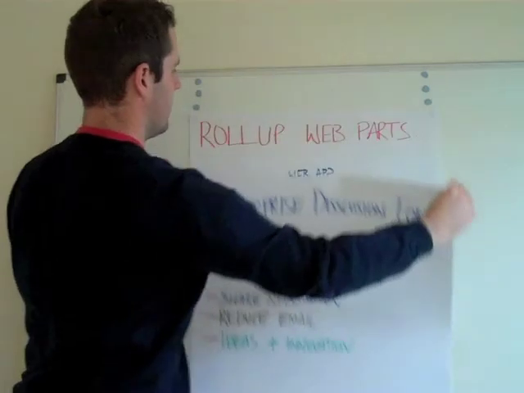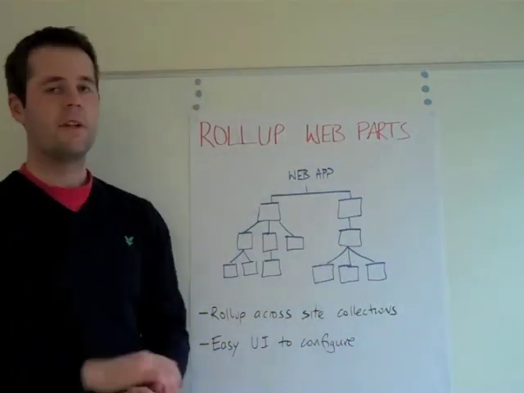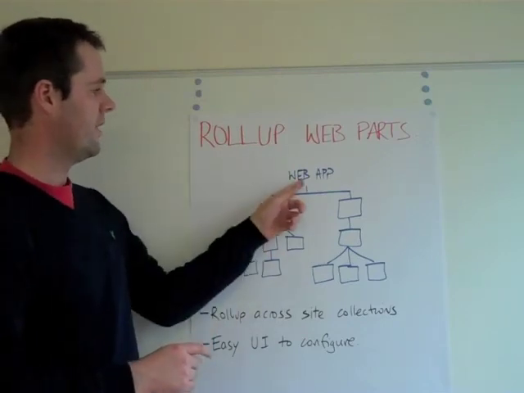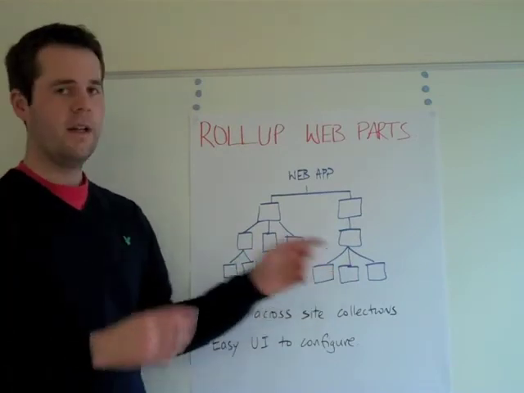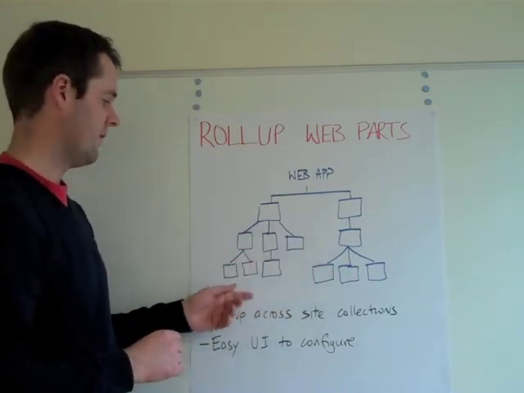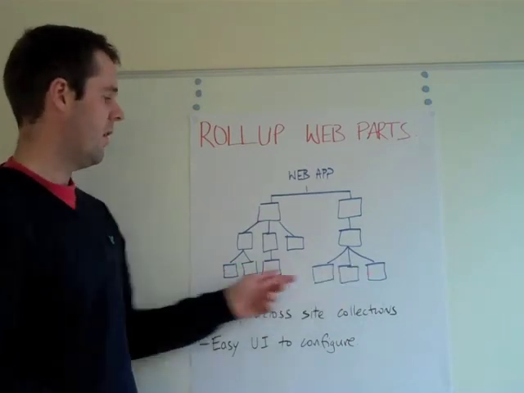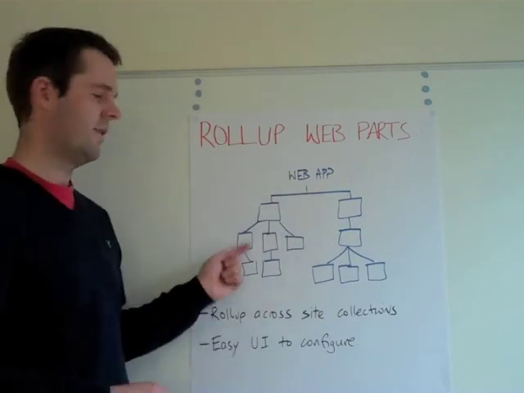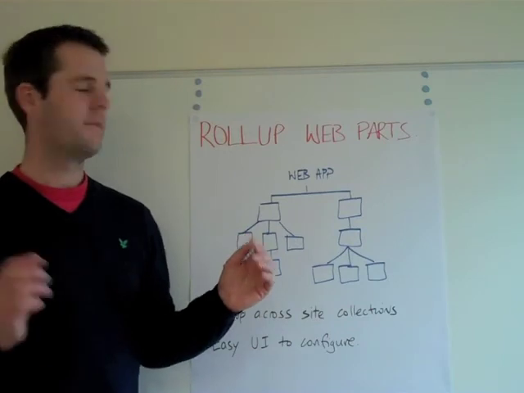The final category of products I wanted to mention are our roll-up web parts. So pretty similar to how we discussed the permissions. Within a web application you can have multiple site collections that each have different subsites in, and these can layer down many levels. If you've got tasks or documents across all these different subsites and site collections, you don't want to have to navigate to each individual place to find out what your overall view of tasks are.